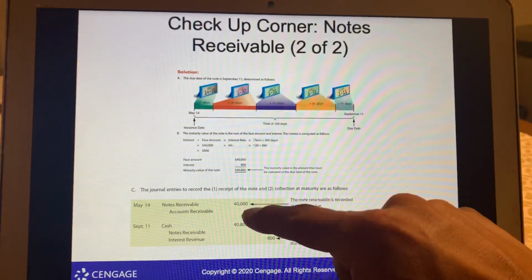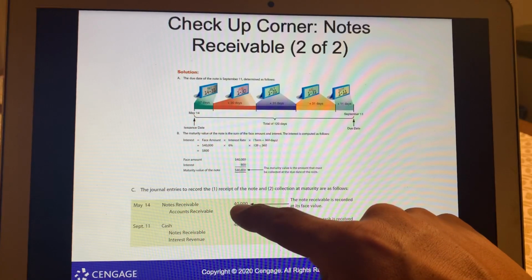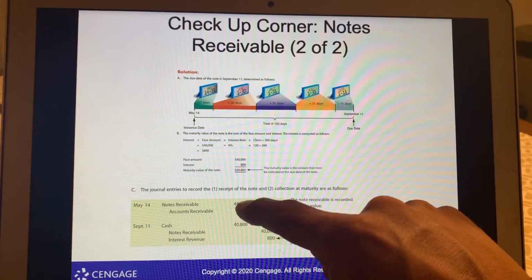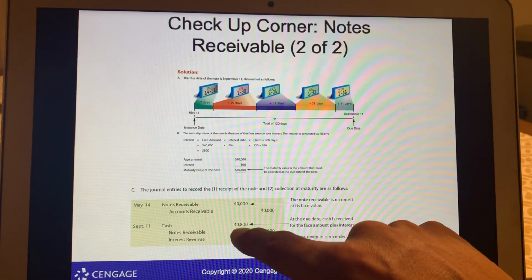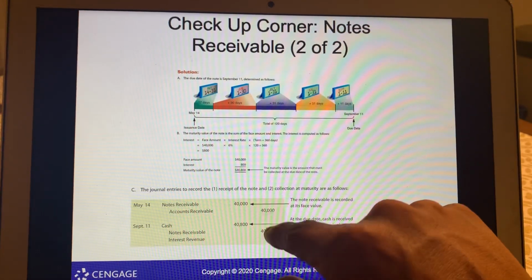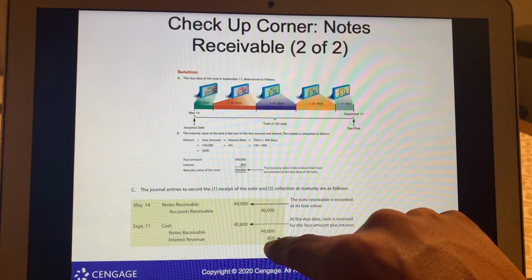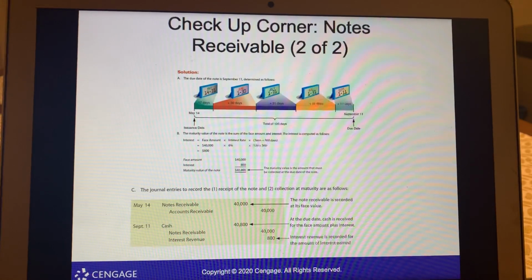So next we're going to record. That's, by the way, component B. C says journalize this: notes receivable $40,000, account receivable. So we're pulling it out of account receivable and moving it into note receivable. September 11, maturity date, so $40,800 cash received, note receivable. So we're clearing it out of that note receivable right there. All right, and we're recognizing an interest revenue of $800. Don't forget that goes straight to our income statement, okay?